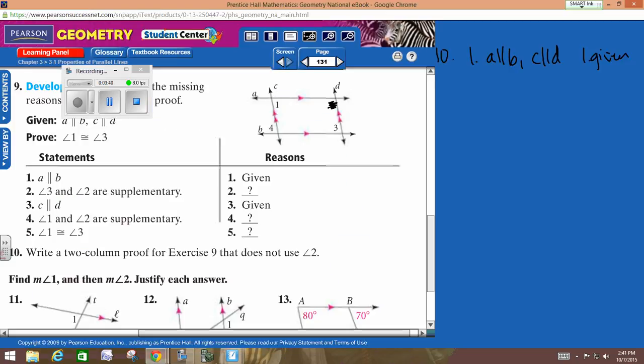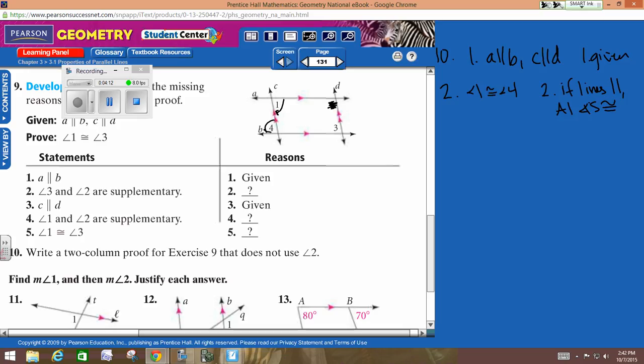Okay. So since we're trying to prove something about angle 1, we'll look at angle 1. Do you know anything about 1 and 4 or 1 and 3? Good. 1 and 4 are alternate interior. That means they're congruent. So let's write that down. Angle 1 is congruent to angle 4. Reason. Good. Alternate interior angles are congruent.